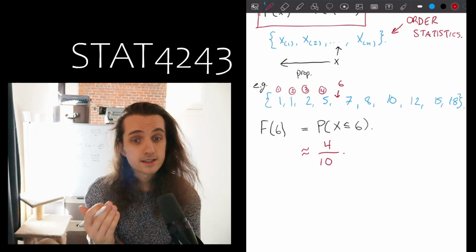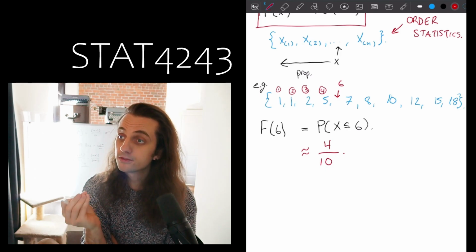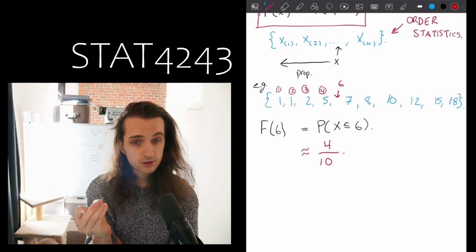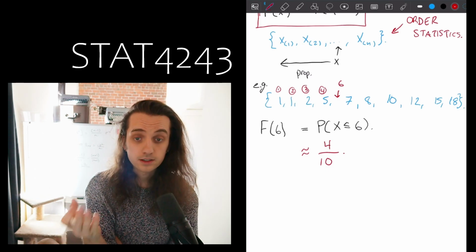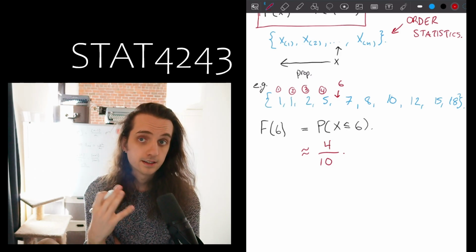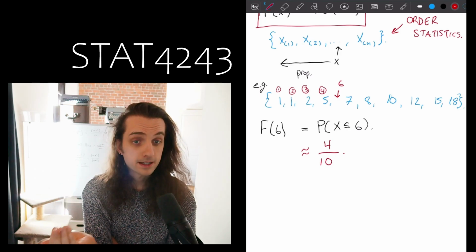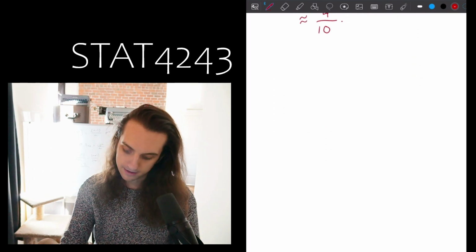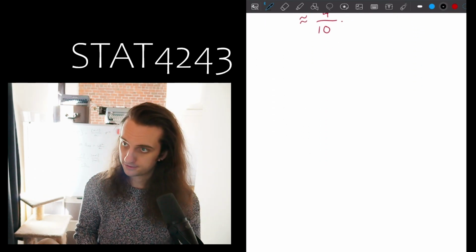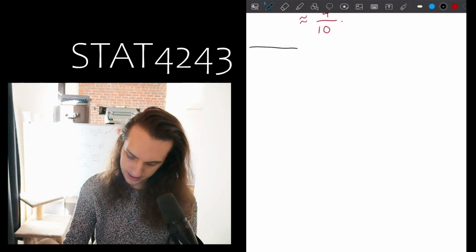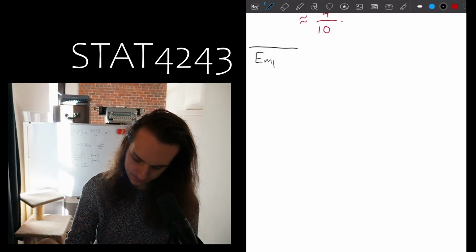And this makes sense, and you could think that, well, if we take a larger and larger sample size, then of course, eventually this is going to give us the correct distribution here. And this intuitive idea is the basis for the empirical CDF. So how do we get the empirical CDF?